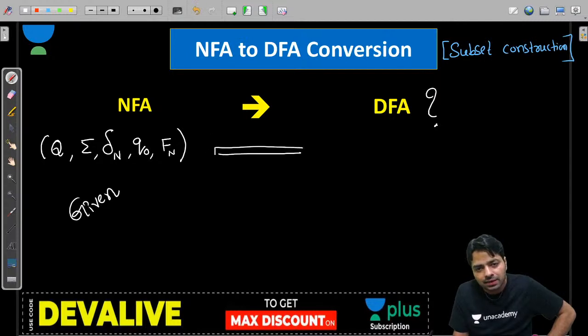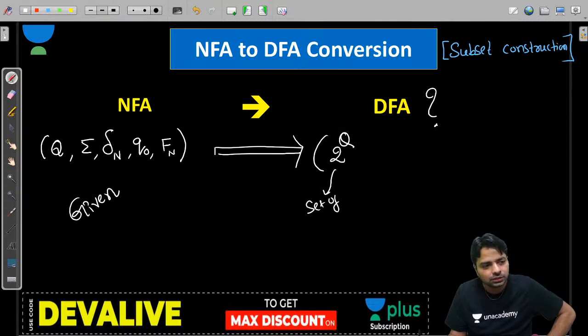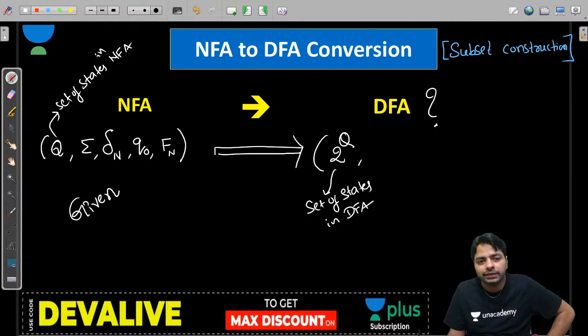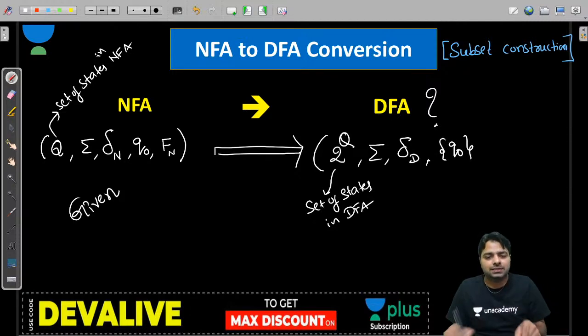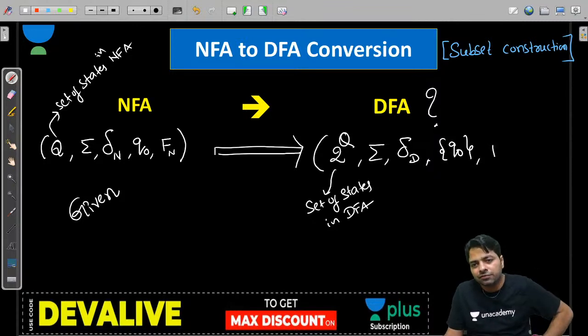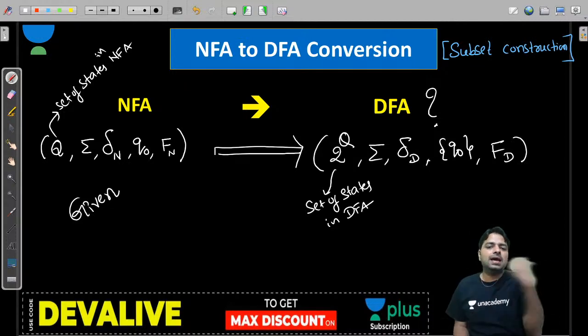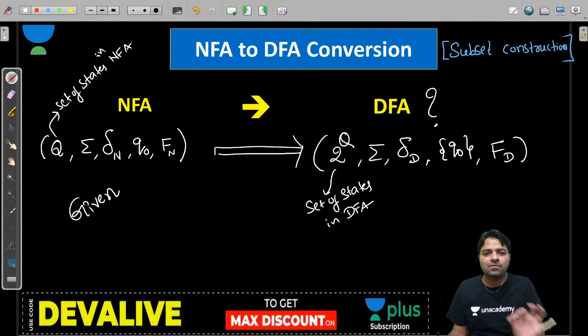I'm going to do it something like this. This one I will convert to 2 power Q, which is my set of states in the DFA, and this is the set of states in the NFA. This is given to you, and sigma is the same. Delta is going to be computed, and you will see that q naught is the same, but we will keep it in a set. The initial state of the DFA is the same and the final states are going to be different. So how to construct this DFA with the help of the given NFA, we are going to see one by one.